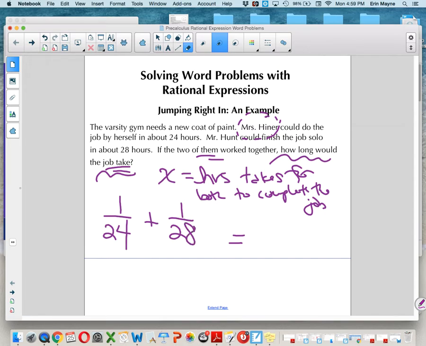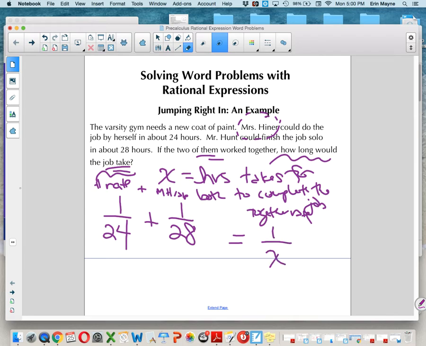The idea of one job per 24 hours really is a rate. If you have Mrs. Heiner's rate and you combine it with Mr. Hunt's rate, the combination would be their together rate. Their together rate is one job in x hours.